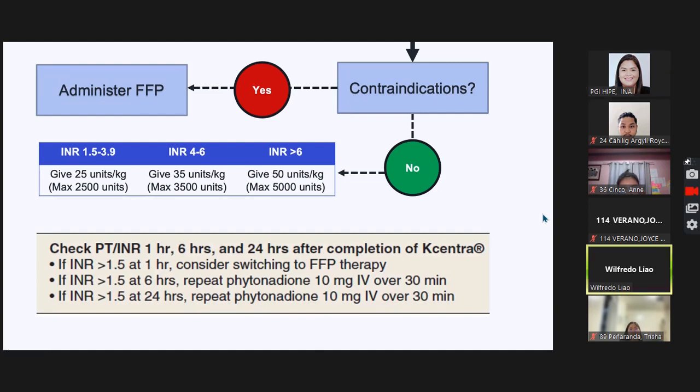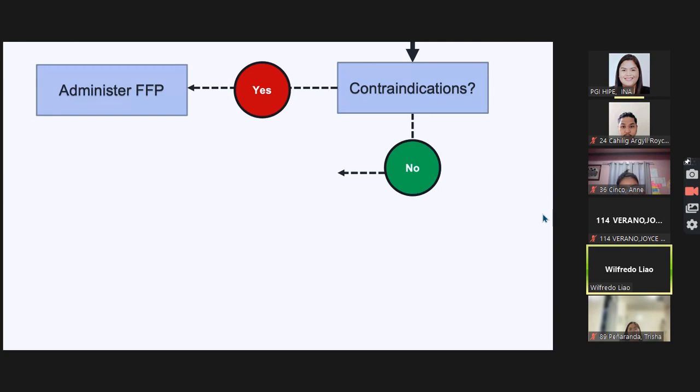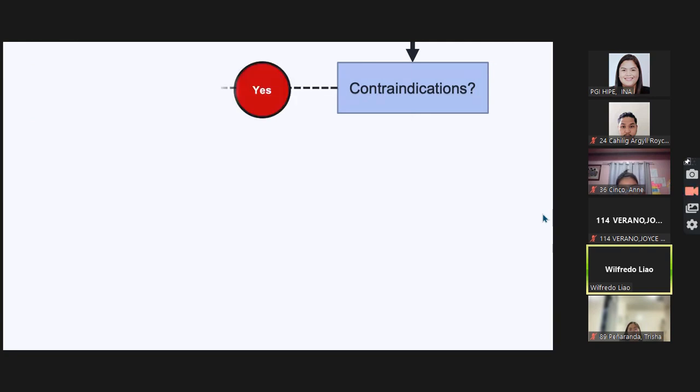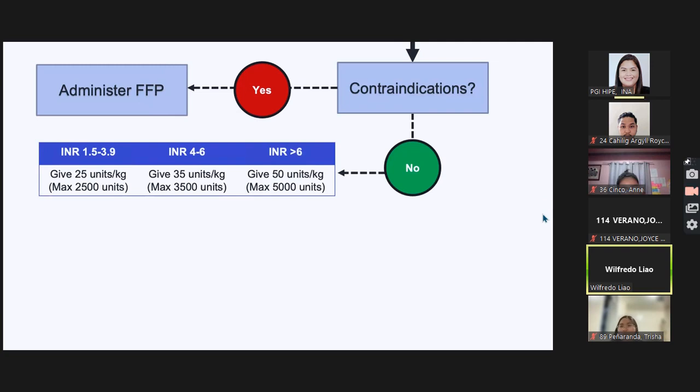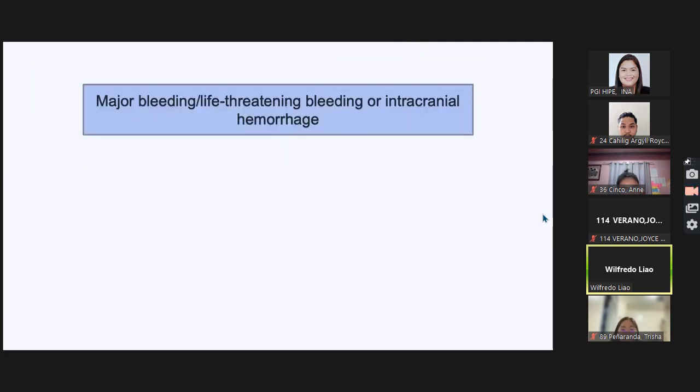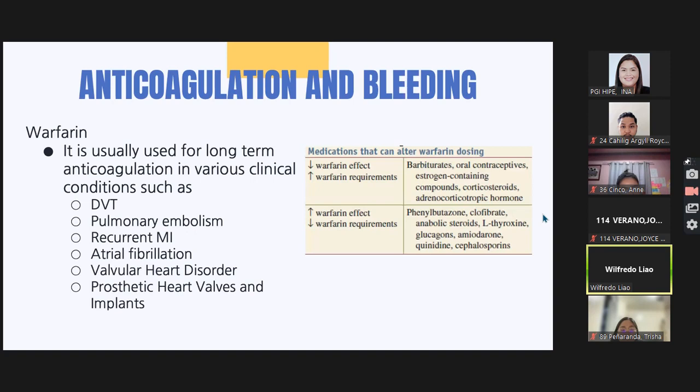Probably they might be wondering, when is warfarin given to patients? Mostly the indication for giving this drug is for cardiac problems, like atrial fibrillation, wherein there is erratic beating of your heart, so the blood can clot. That's why you give this anticoagulant.